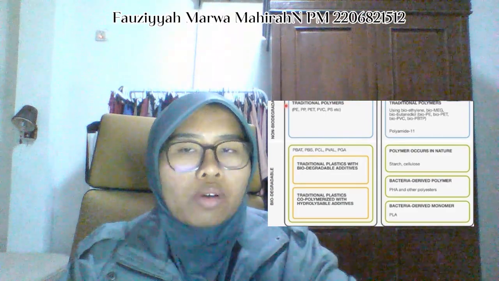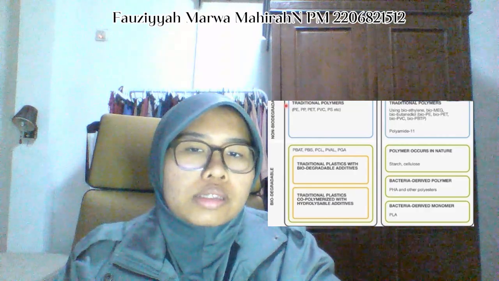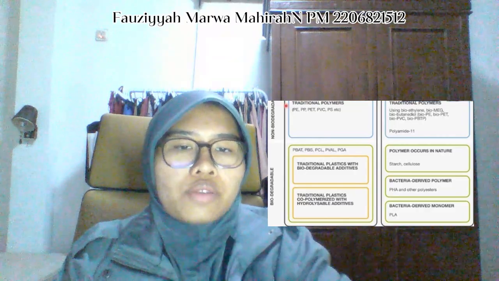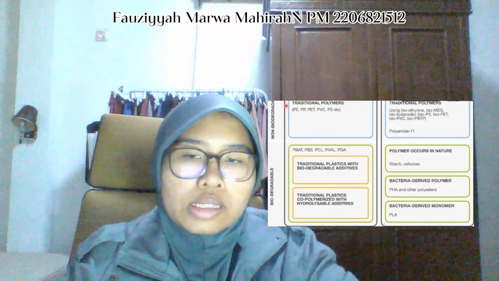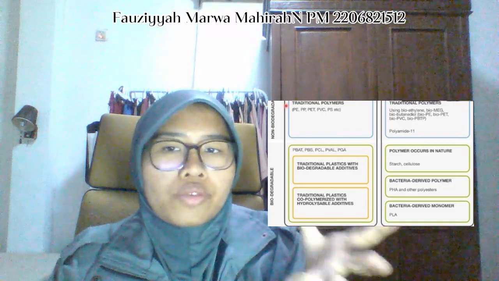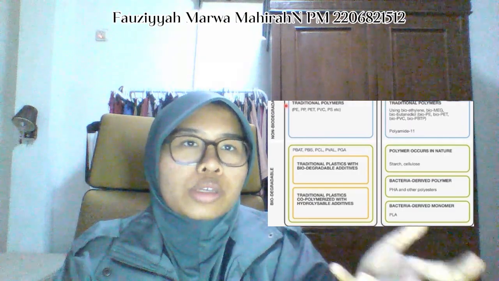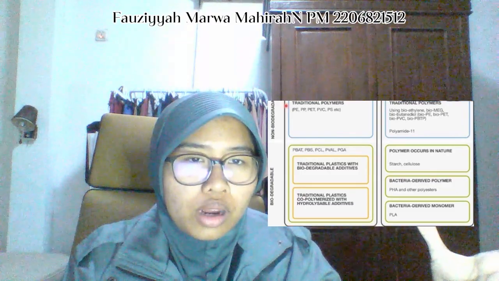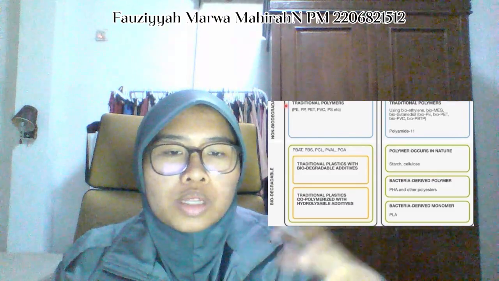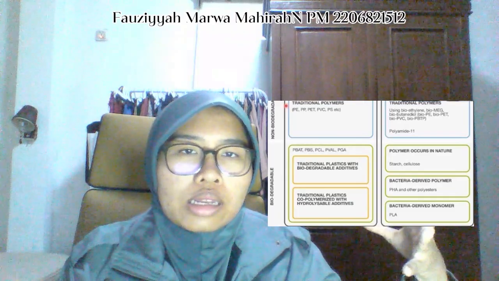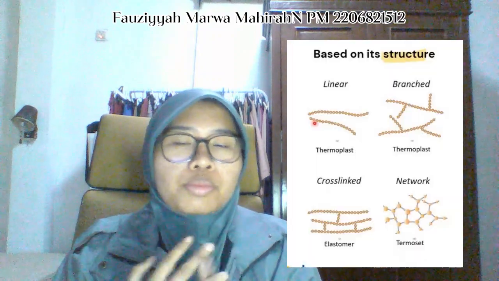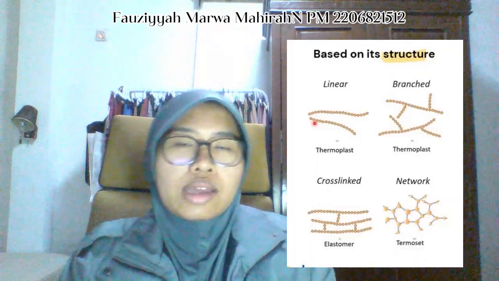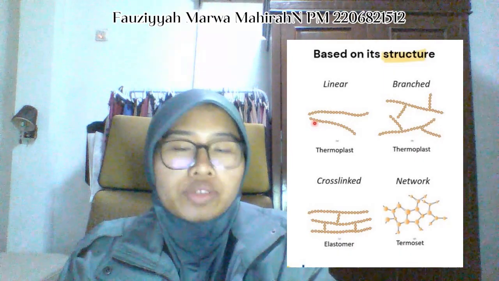Also, examples of the fossil source are PE, PP, PVC, etc. And for the natural source is bioethylene. This bioethylene is an example of a natural source that is actually obtained from nature, but cannot be degraded in nature. And next, there is structure. There are linear, branch, cross-linking, and network. There are a lot of types of this, but I'm just going to mention 4 of them.